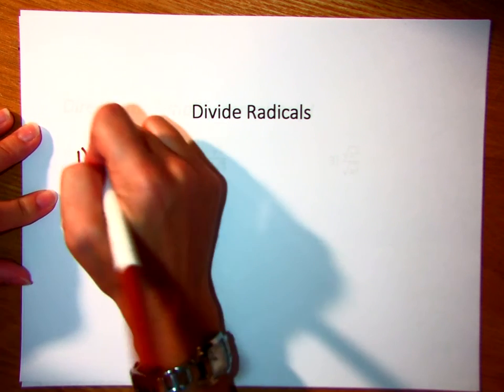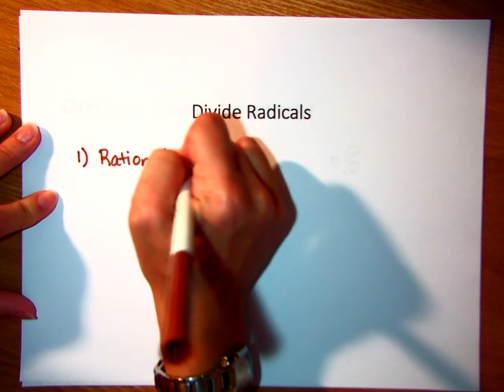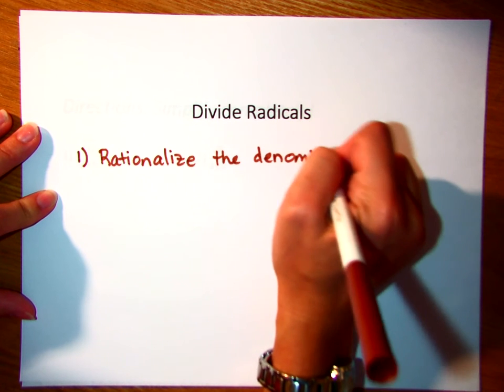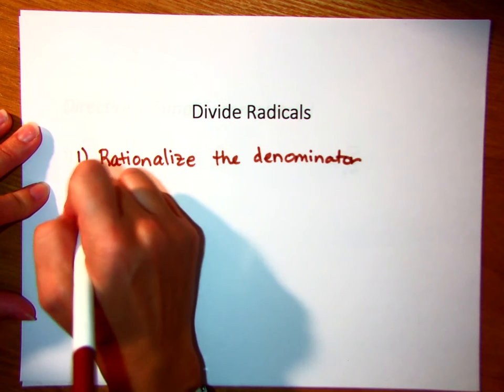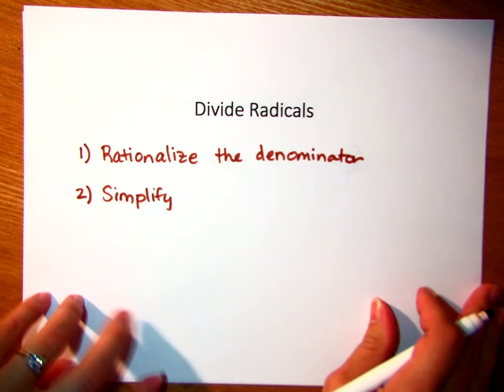So we're going to do something called rationalize the denominator, which I'll explain in just a minute. So we're going to rationalize the denominator, and in the process, we're going to make sure we simplify. So let's get started.